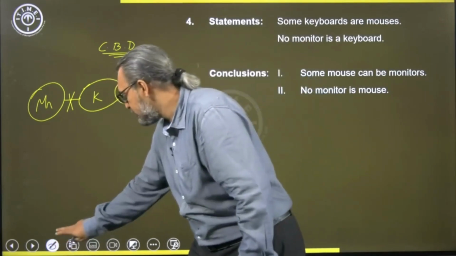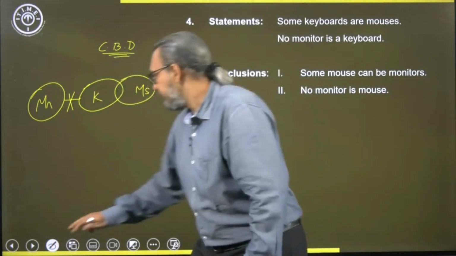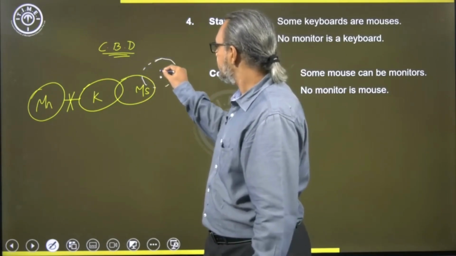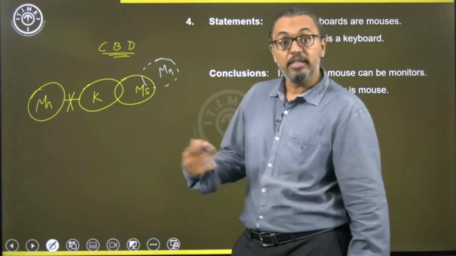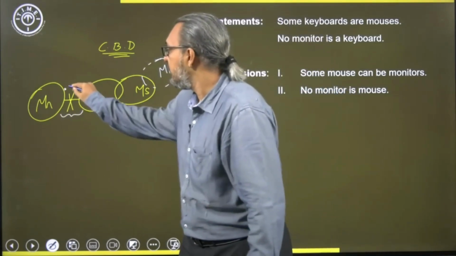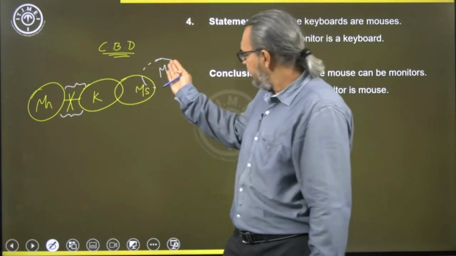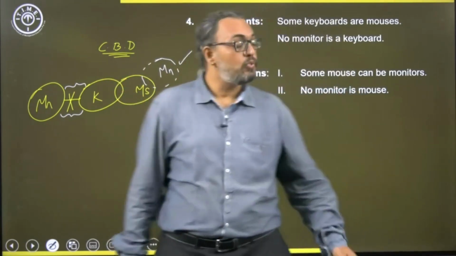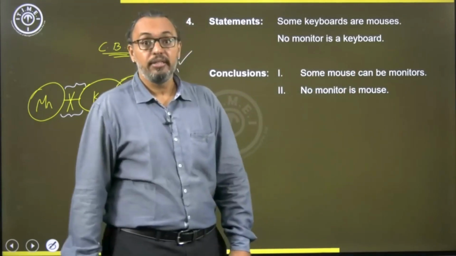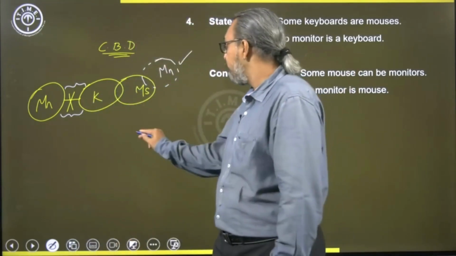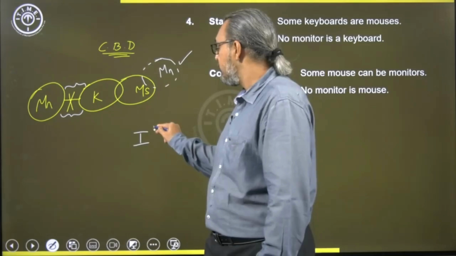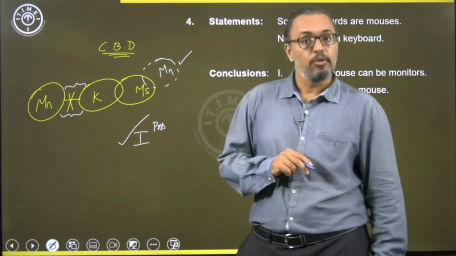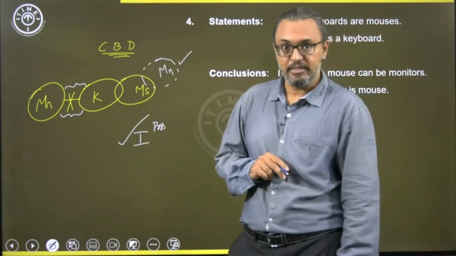Definitely, see, because if I take the monitor circle like this, what is my original relation? Monitor and keyboard should be separate. They still are separate circles. There is no overlap. So some mouse can be monitors definitely is a valid answer. First one is a possibility and I have proved that it is possible. So it follows. Understanding the point?